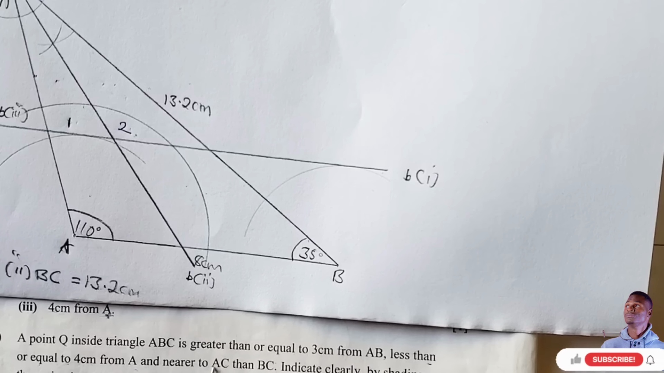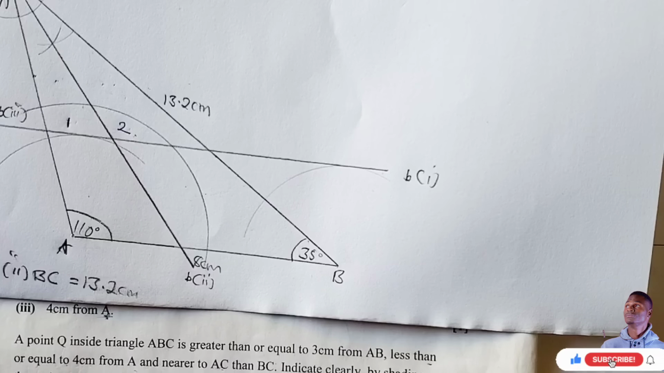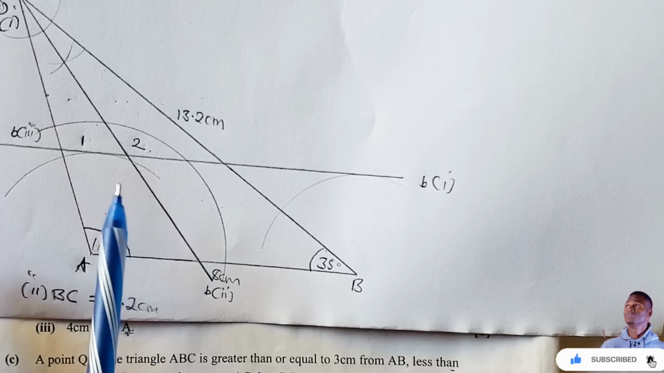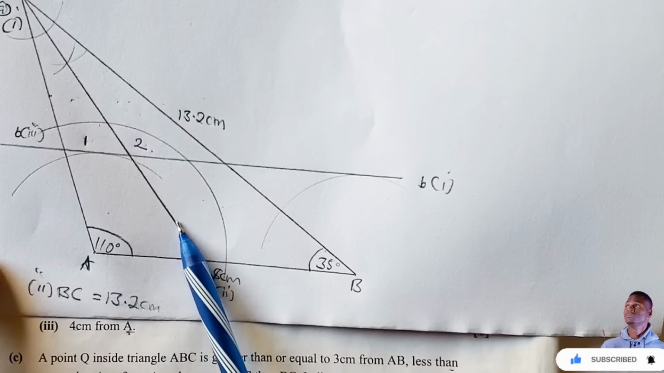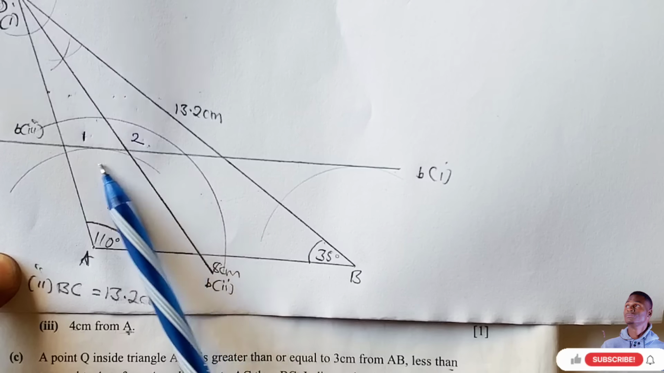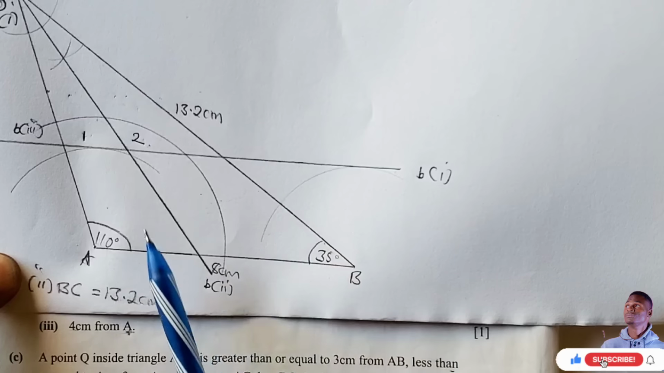It is nearer to AC than BC. This is 2 marks. Nearer to AC than BC. This line cuts this into 2 sides, right? This is the side nearer to AC, this side BC. And they're saying it is nearer to AC than BC.